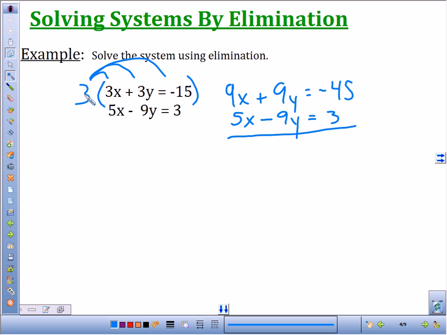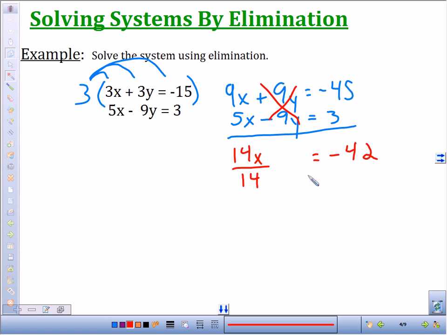That's my first step. I've multiplied one equation by a number so that now I have these two coefficients, positive 9 and negative 9, that are the same number but opposite signs. Now I will add the two equations together. 9x plus 5x is 14x. Positive 9y and negative 9y cancel out. Negative 45 plus 3 is negative 42. So I have 14x equals negative 42.